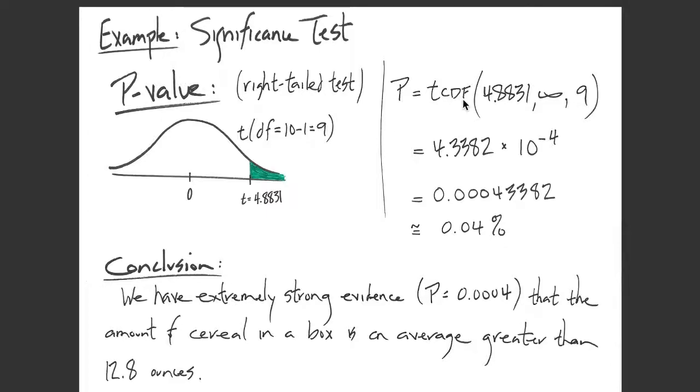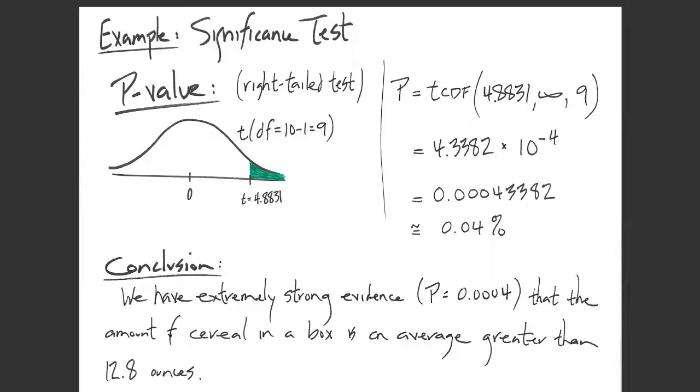So the p-value would be tcdf, since it's a forward calculation. Lower bound is 4.8831. Upper bound is infinity, so use 10 to the 99th power on your TI. And the degrees of freedom is 9. Why is that? Because our sample size is 10, and the degrees of freedom is always the sample size minus 1.